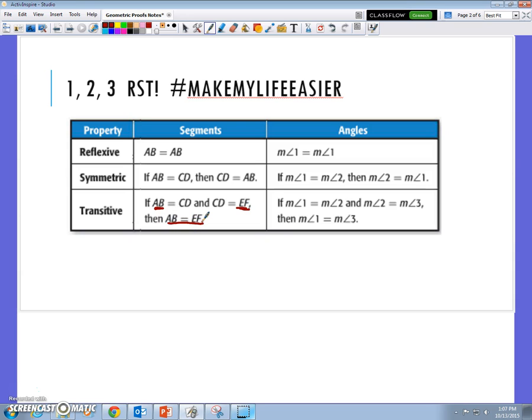Okay, so it works the same way with angles, and that's basically what we're going to get at. It works with segments and angles. They're still the reflexive, symmetric, and transitive properties, but instead of just being numbers, they're actual segment lengths or actual specific angles. Okay, so we're going to apply those properties to segments and angles today.